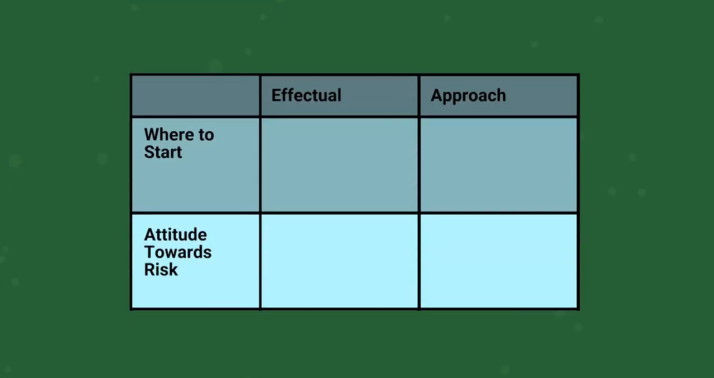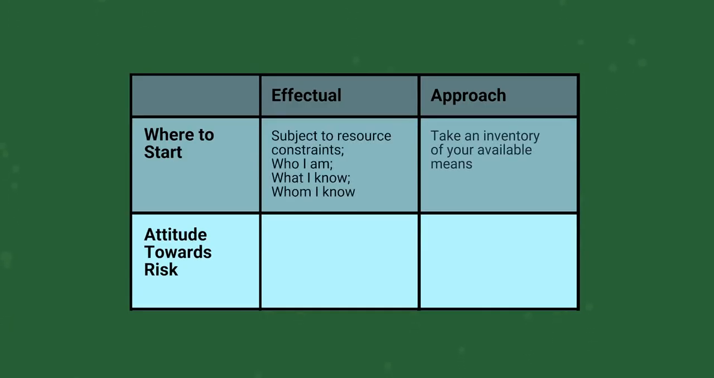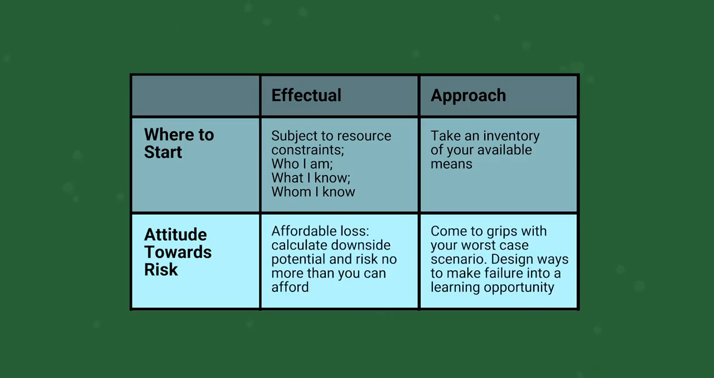Okay, so concretely, what does that mean? Where do you start? You start with taking an inventory of your available means: who I am, what I know, who I know. Next, consider your attitude toward risk. Come to grips with your worst case scenario. Calculate your downside or worst case scenario and risk no more than you can afford in those early days.